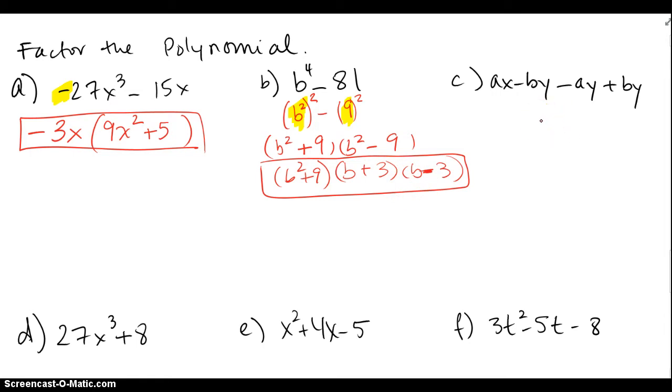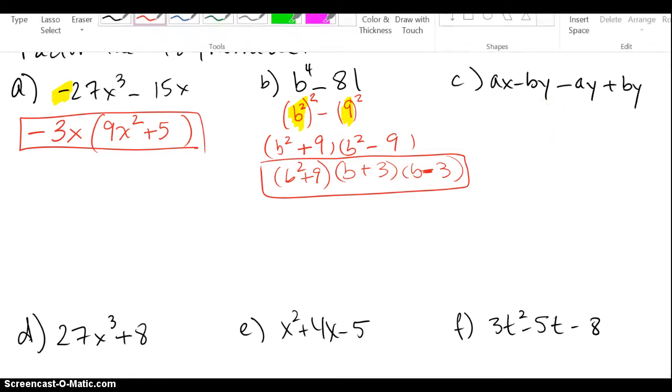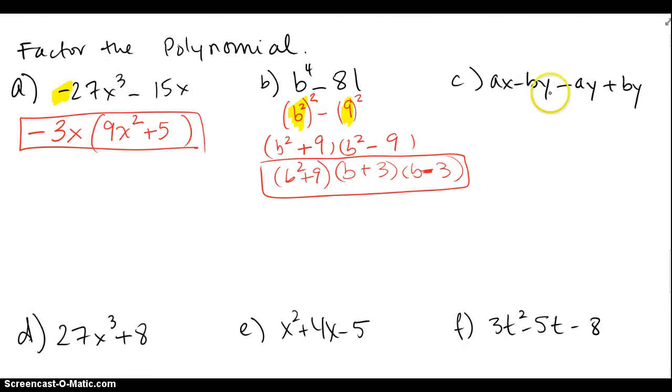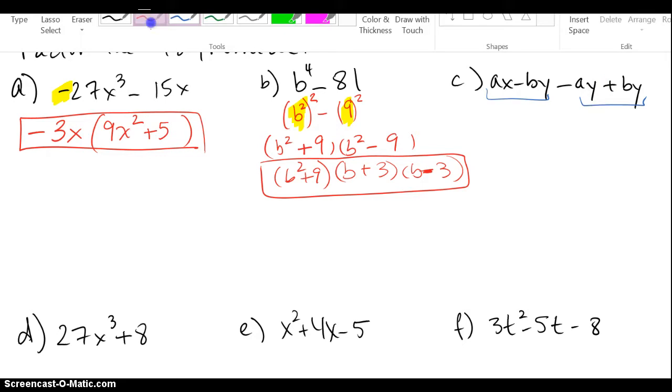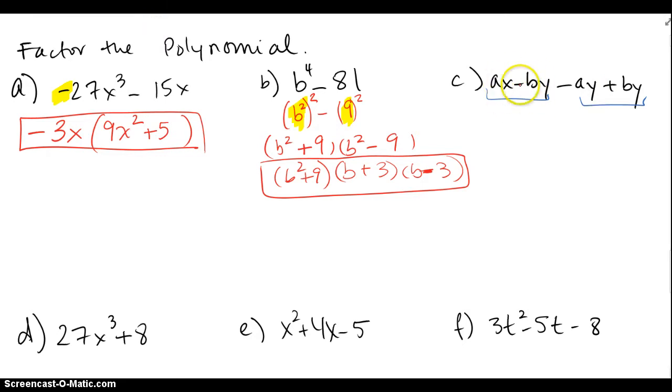Next one, I see 4 terms. When I see 4 terms, remember I think grouping. There is no GCF to pull out at the very beginning out of all of them, so I just have to look at them 2 at a time and pull out the GCF of this mini piece, which doesn't look like, I might have copied it wrong. Yeah, I did have it copied wrong. It should be ax minus bx.